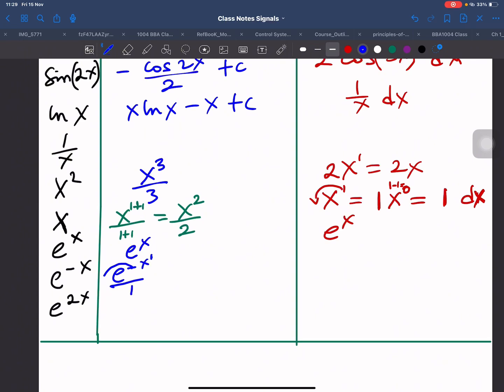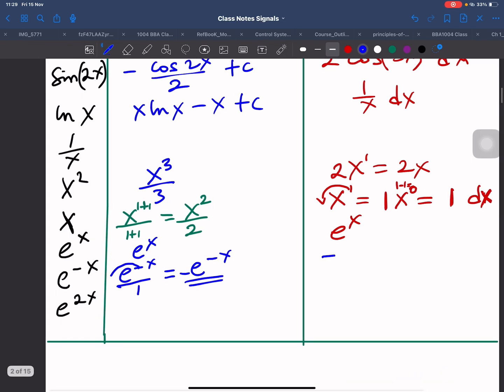Because with 1x here, there is no other constant there, that is 1. So it's going to be equal to e raised to power minus x. That's the answer. So the same thing here, just for the integral, you bring down the minus, and then minus 1 e raised to power minus x, which is equal to minus e raised to power minus x.